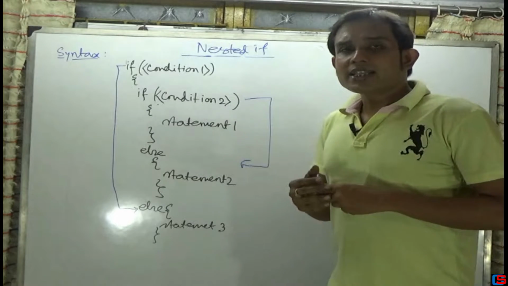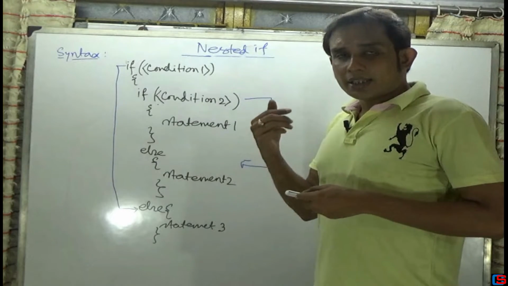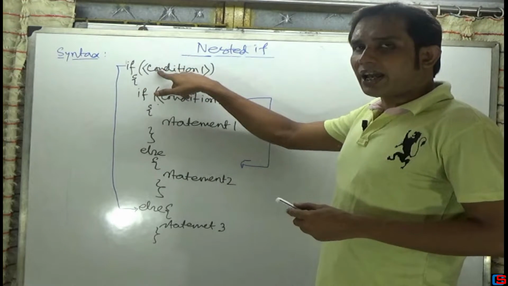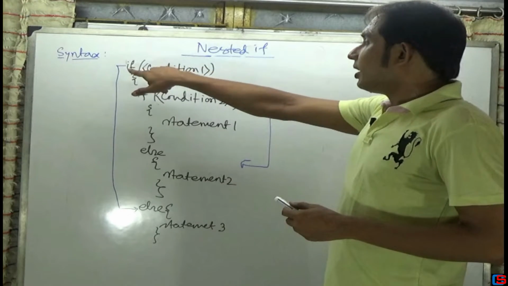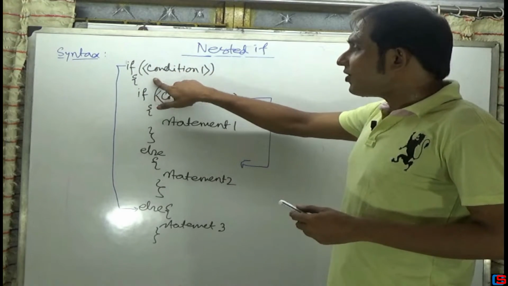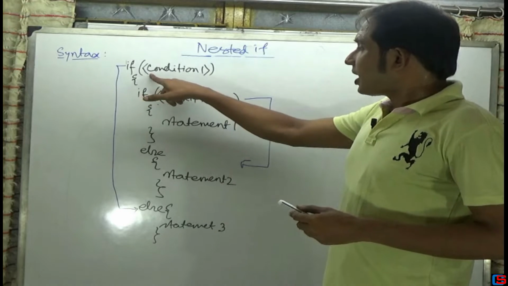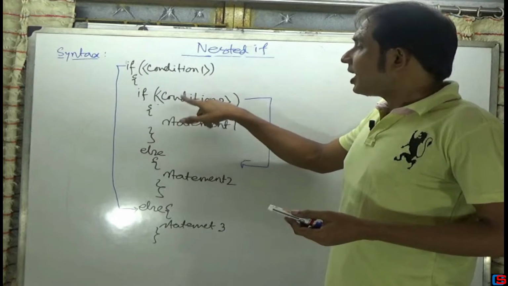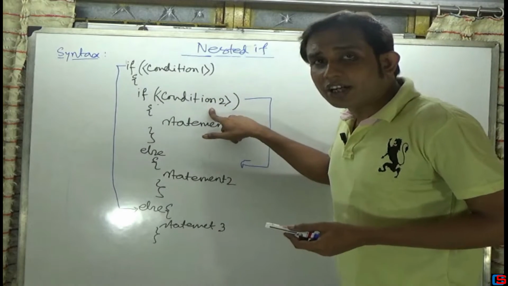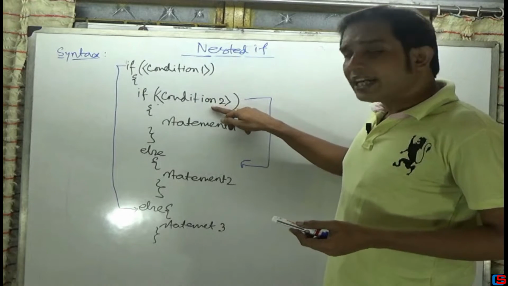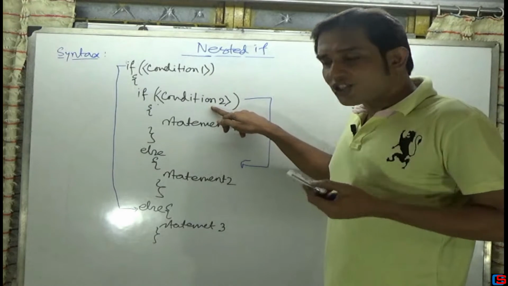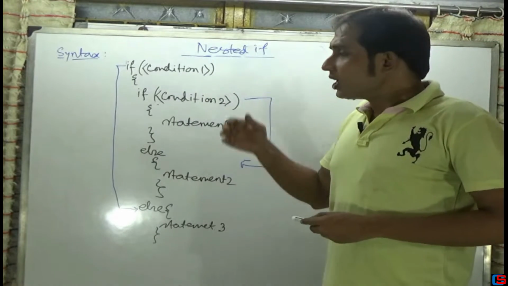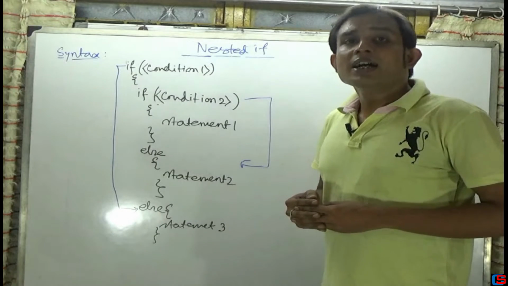Basically, nested if means an if within an if. You can see in the first line I have already written the if statement, and after condition 1 becomes true, it enters the if block, and then it finds another if condition. So this second if exists within the first if. So it is an if within an if, and for this reason this kind of if is known as the nested if.